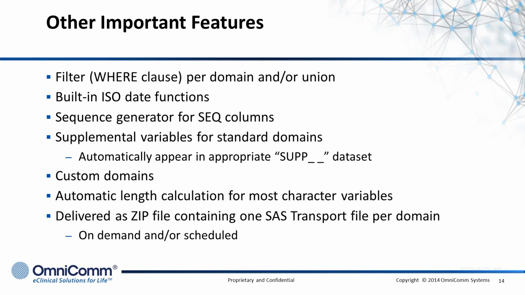For supplemental variables like those additional race variables, those will automatically appear in the appropriate sup data sets. So those race variables, you would find there will be a race 1 and a race 2 variable for as many races were checked in the sup DM data set. So all of that comes automatically. You can have whole custom domains. And you can ask for automatic length calculations.